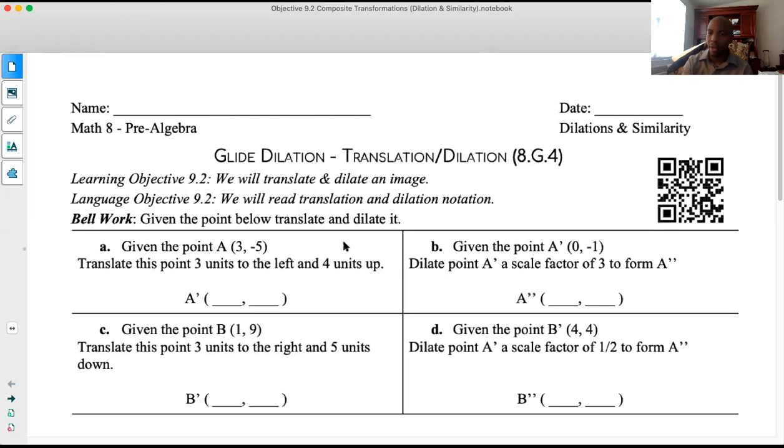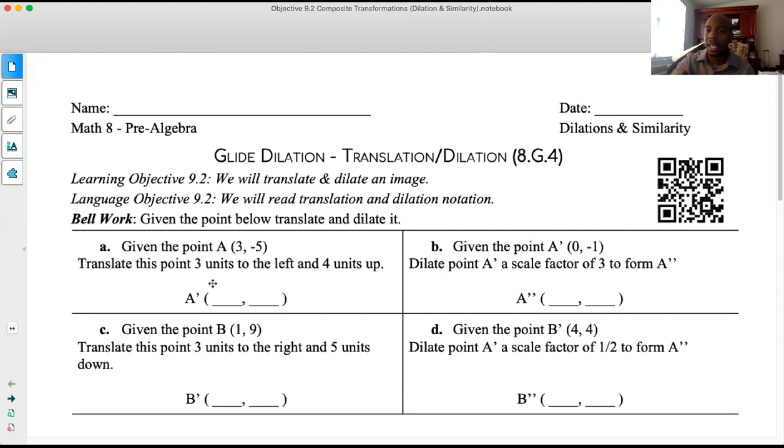I'm going to go through one by one and give you the answer. See if you can figure out what A is. You need to translate this point, (3, -5), 3 units to the left, and then 4 units up. All right. So if you didn't get it yet, you can always pause it. Feel free to pause it. But I'm going to jump in right now so that way I'm not wasting too much time.